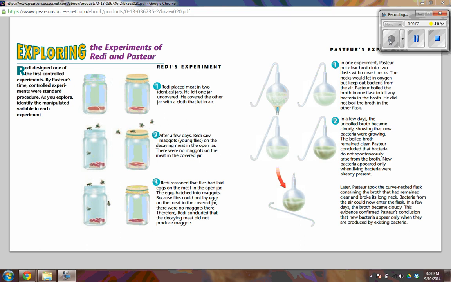Here we are with video 5. Well, before we finish with Reddy and Pasteur's experiments, let's look back. It says, as you explore, identify the manipulated variable in each experiment. And the way you identify a manipulated variable is very simple.